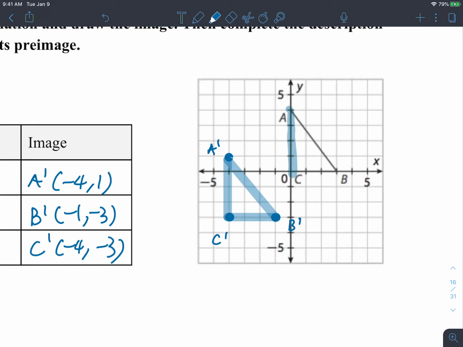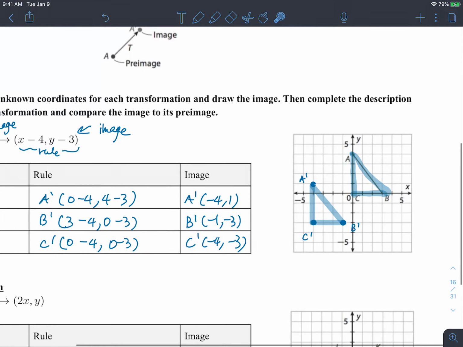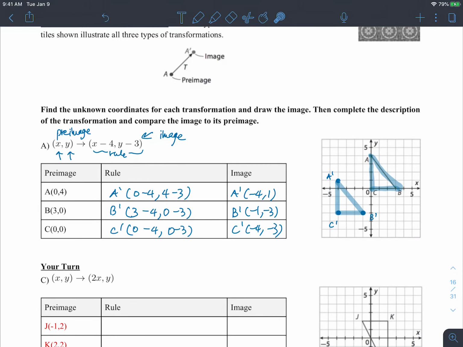From here, here, and here, all that happened was, according to the rule, I moved left 4, then down 3. So it went like this. And all three of them should have moved the same. And the vectors right here that I just drew, C to C prime, B to B prime, A to A prime, should all be parallel. Okay? Good. So that's how you would check.